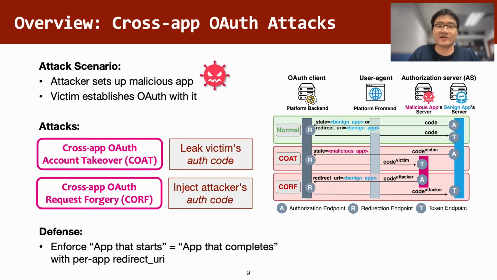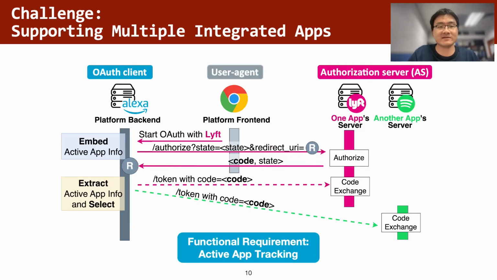So in our research, we investigate these two attacks, COAT and CORF, that could either leak or inject an authorization code. They're all based on the shared assumption that an attacker can set up a malicious app in the platform and the victim establishes OAuth with it. So the malicious app would target the victim's authorizations as a benign app. That's why we call it cross-app OAuth attacks. And we have also provided countermeasures tailored for such attacks in the integration platforms context. So this is a brief overview. And now let's dig into the details.